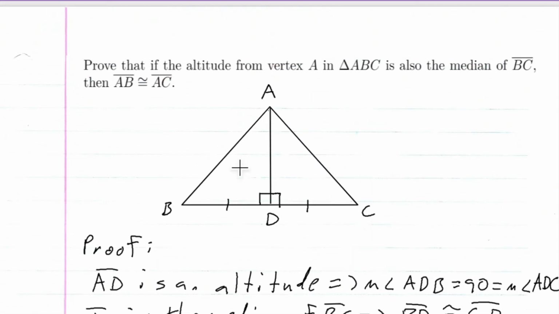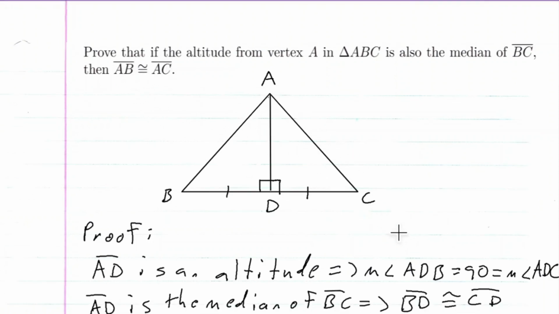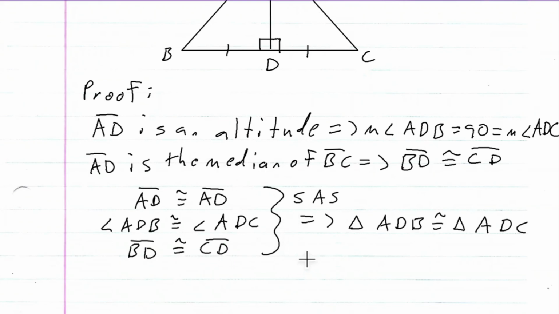And if these two triangles are congruent, that means these corresponding sides are congruent, which implies that AB is congruent to AC, which is what we set out to do. This implies that AB is congruent to AC. And that is the proof.